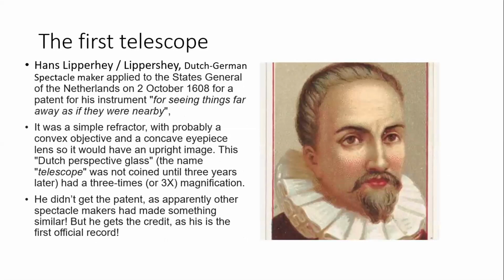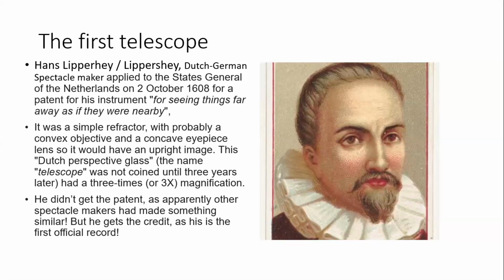The very first telescope was probably not used for astronomy. It's credited to Hans Lippershey, who applied for a patent in 1608 for an instrument to see things far away as if they were near. As you can see there, a simple refractor, convex objective, concave eyepiece, so it gives an upright image. He was Dutch, so it was called the Dutch perspective glass. The word telescope was not coined until 3 years later, and it only had a 3 times magnification.